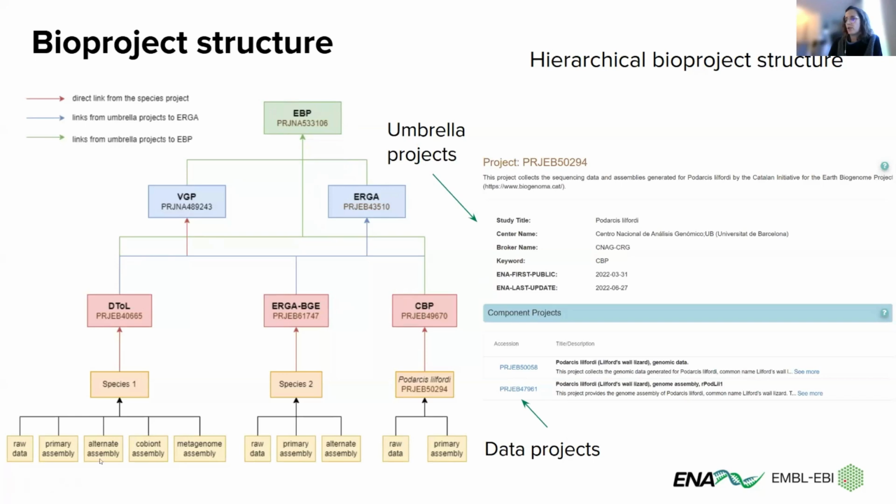And then you have the data projects, where you can include the raw data, primary and alternate assemblies, or different haplotypes. But you can also include metagenomes, assemblies, cobionts assemblies. So you can put all of that beneath a species and beneath its different sub-project that is part of the ERGA initiative. And here is a display of how this is presented in our browser.